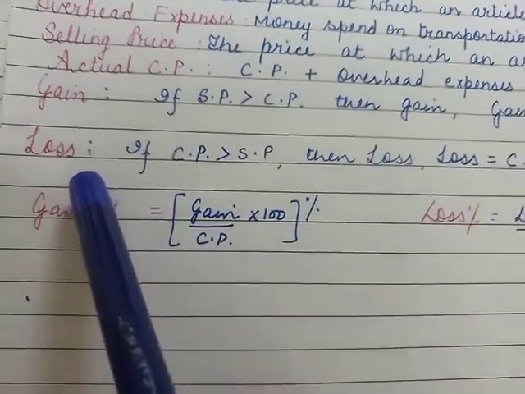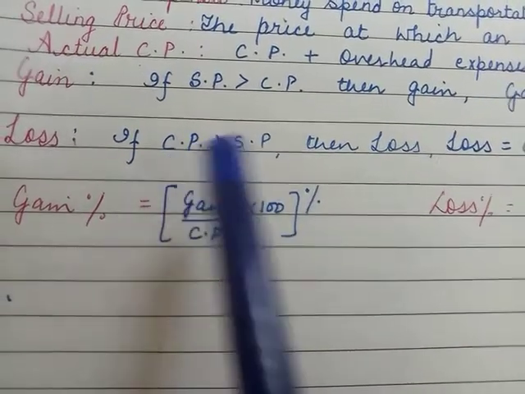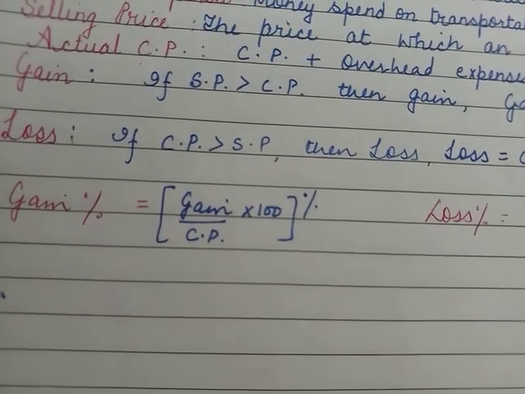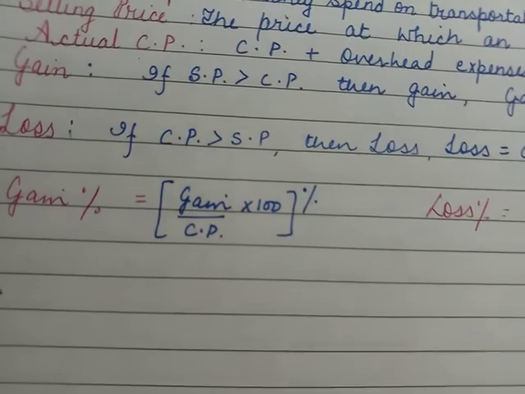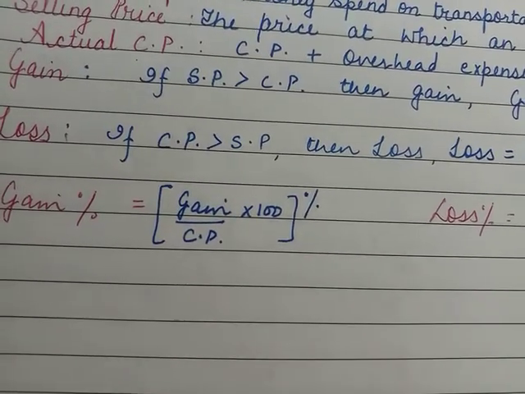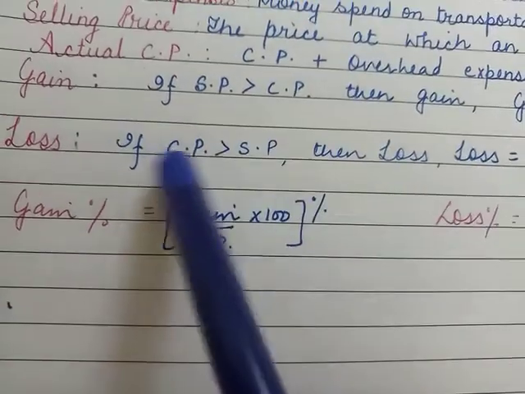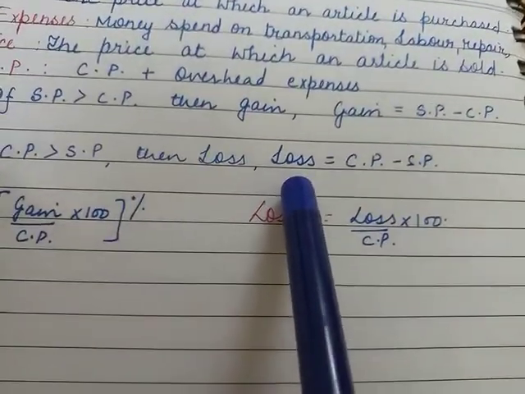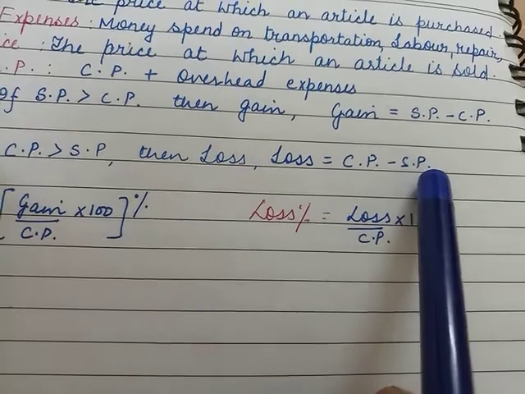Suppose the article is sold lower than the cost price, that means cost price is higher and selling price is lower, then in that case the person will have a loss. So loss is calculated as cost price minus selling price.